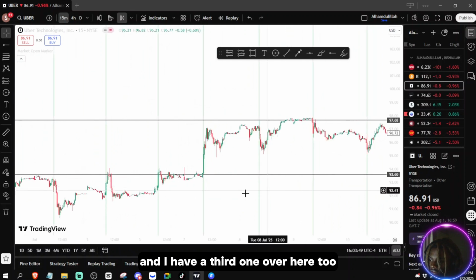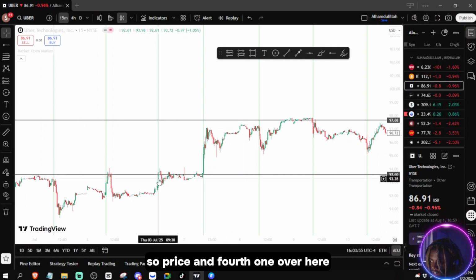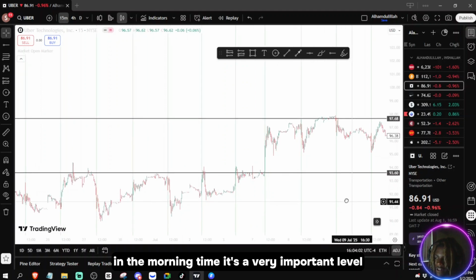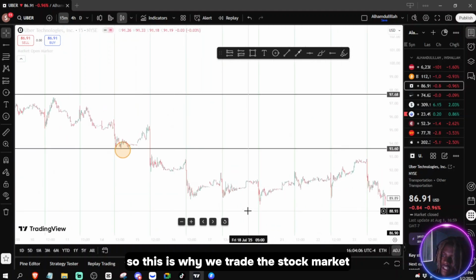And I have a third one over here too. Third one, 9:30, breakout right at this line. And a fourth one over here, 9:30, breakout right at the line. So price really likes this level in the morning time. It's a very important level, and that's what I call 9:30 manipulation. So this is why we trade the stock market.